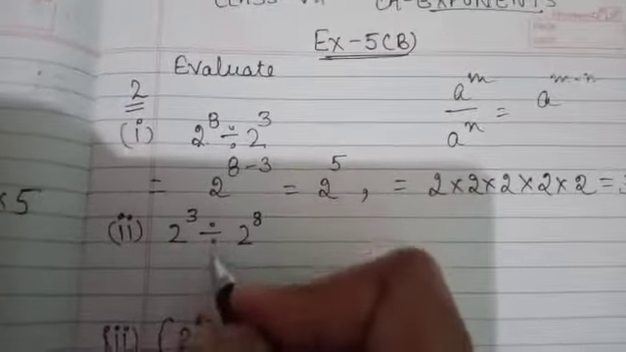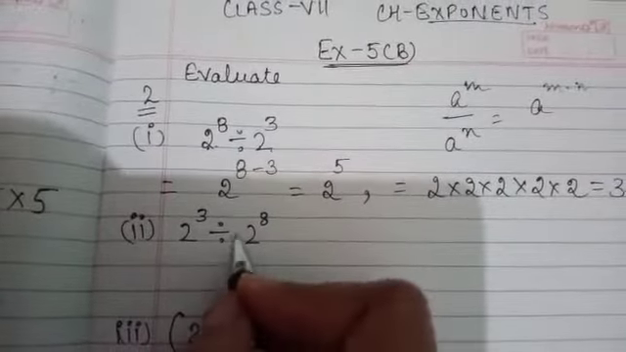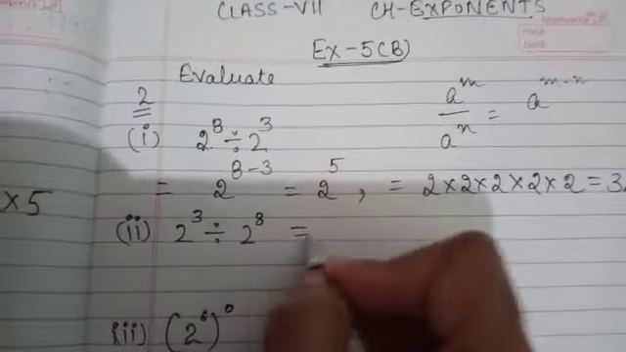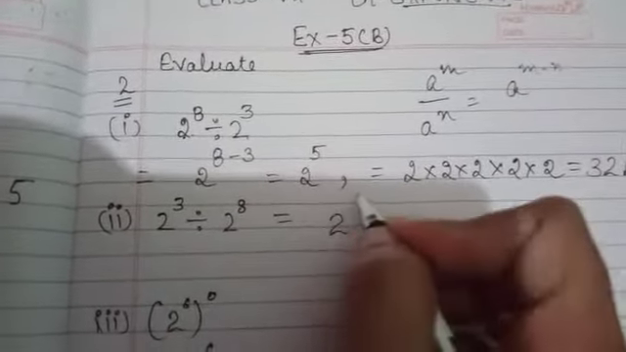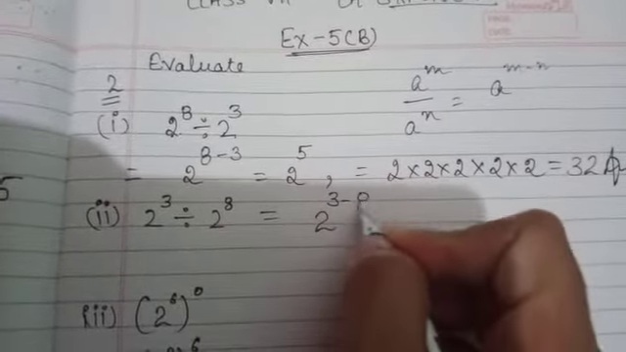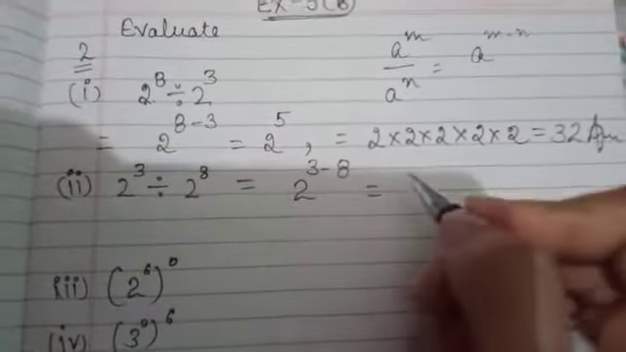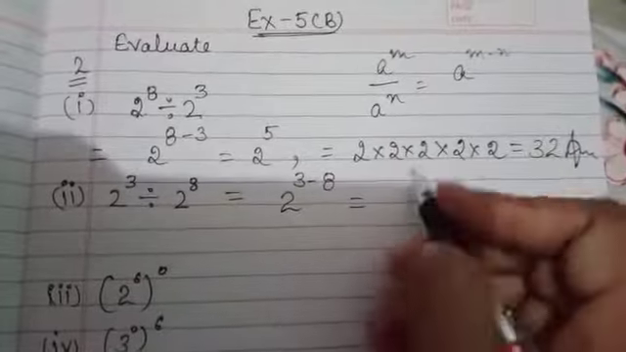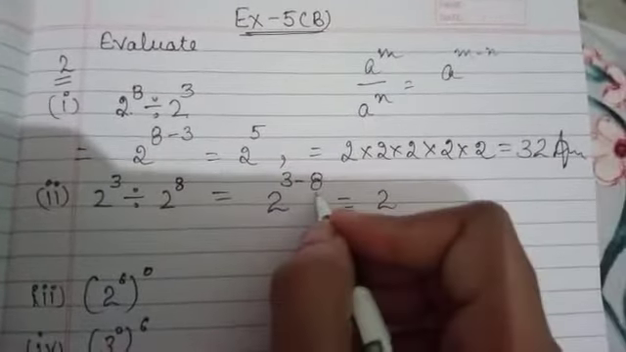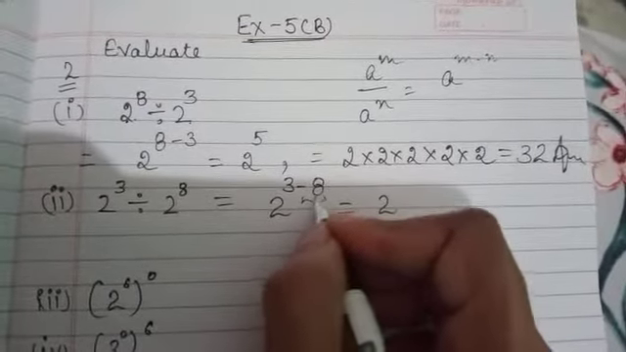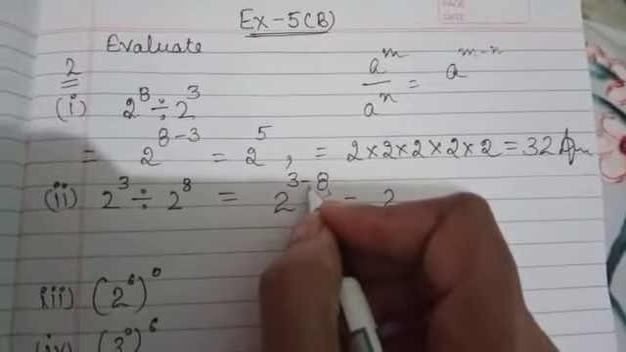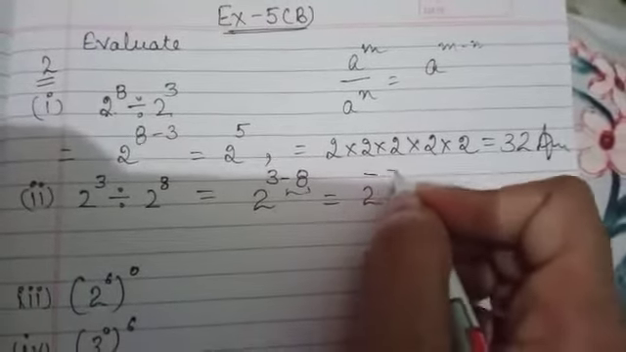Next, same question. Base is same. They are dividing to each other. Write the base once and subtract the powers. So, what we will get? Which is the greater number? 8. And 8 is having the negative sign. So answer will be minus 5.